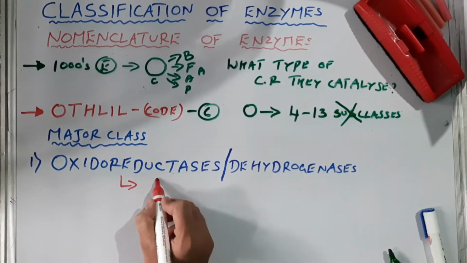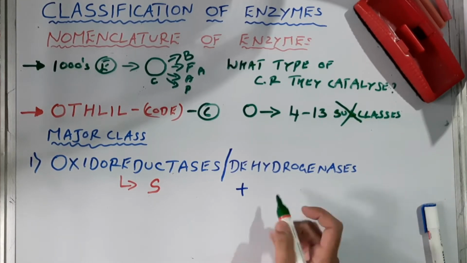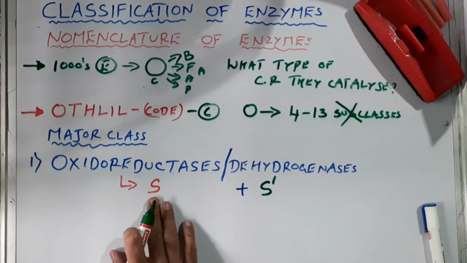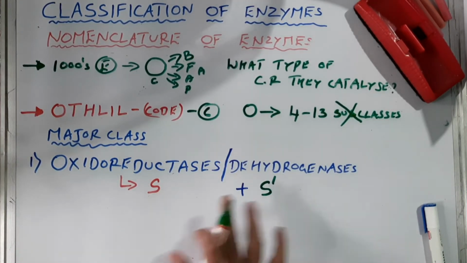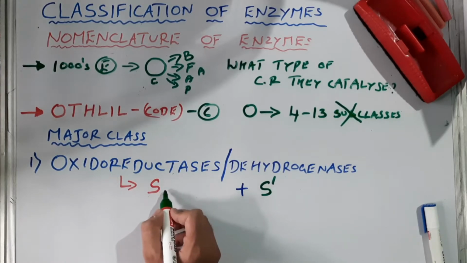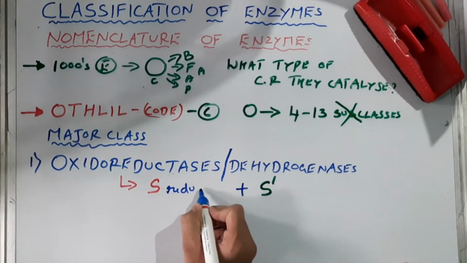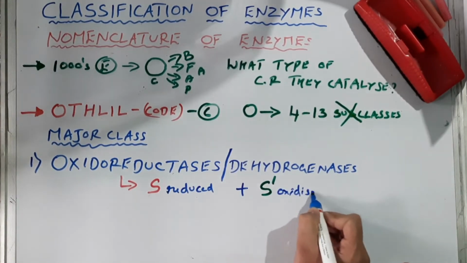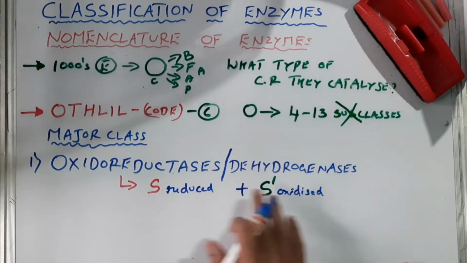For example, let me write a substrate. A chemical reaction is going on. Let us put a plus here and one more here. What is this S? S is a chemical, that is, a substrate for the enzyme. S is one substrate, and here another substrate is also involved in the chemical reaction. So there are 2 substrates, and this S is in its reduced form, and this S dash is in oxidized form. Both are in different forms: one is in a reduced form, the other is in an oxidized form.